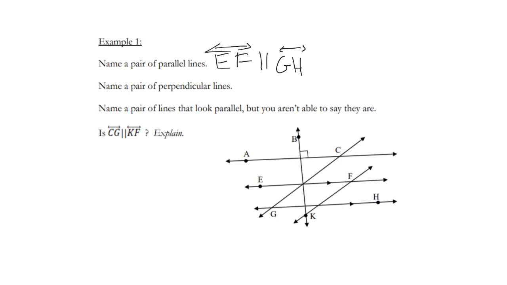Name a pair of perpendicular lines. Well, line AC is perpendicular to line BK. And then the next one, name a pair of lines that look parallel but aren't. There's actually a few different pairs, but I will say, let's see here, AC and EF. They look parallel, but we don't know if they are. And so do CG and KF, right? CG is right here and KF, these two lines, they look parallel, but do we know that? We don't know. We don't have any information that tells us they are.